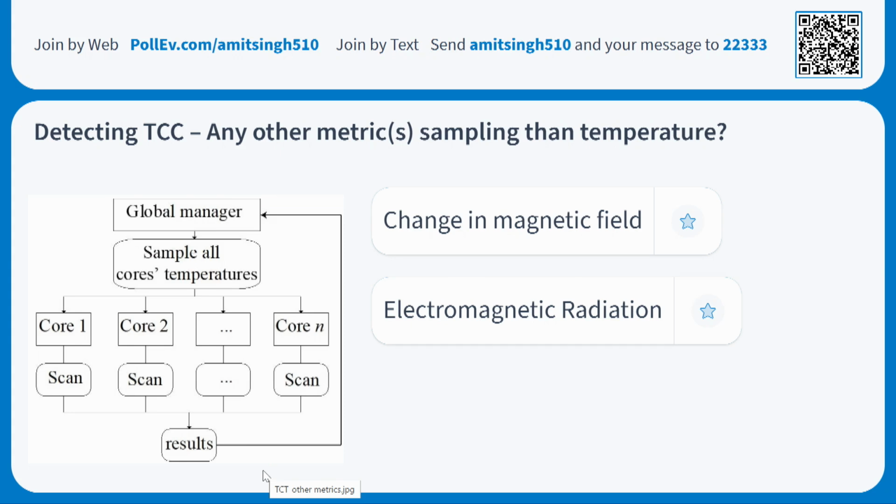If something is executing on some core, will there be a magnetic field? I'm not sure about this one. Another thing could be, you can simply think of the power. What is the power of each core over the time? What is the power level? Because if you look at temperature, it's mainly related to power. If it's high power, high temperature. So you can also look at the power values.